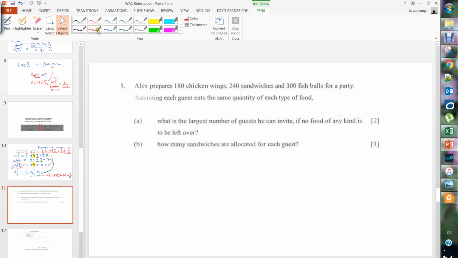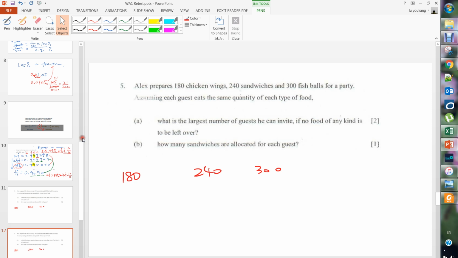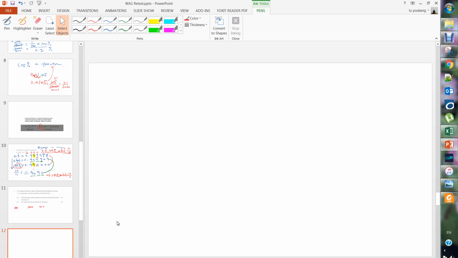Okay, this question. You have 180 chicken wings, 240 sandwiches, and 300 fish balls for a party. Assuming each guest eats the same quantity of each type of food, what is the largest number of guests he can invite? So this is the concept of HCF and LCM. I would like to use a page to teach the concept of HCF and LCM.